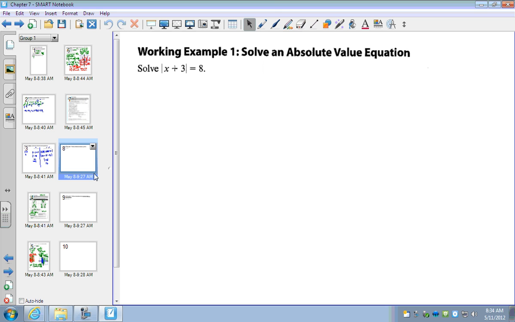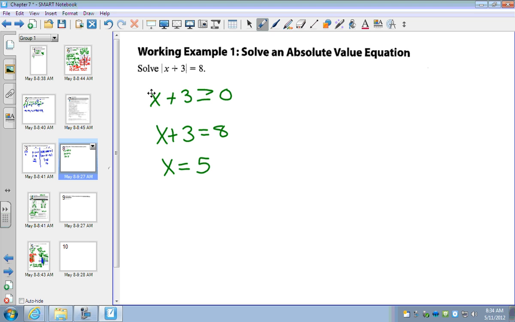The absolute value of x plus 3 is equal to 8. So let's do it algebraically. First, let's say x plus 3 is greater than or equal to 0. So this is the easy part. We just say x plus 3 equals 8. We say x equals 8 minus 3, x equals 5.